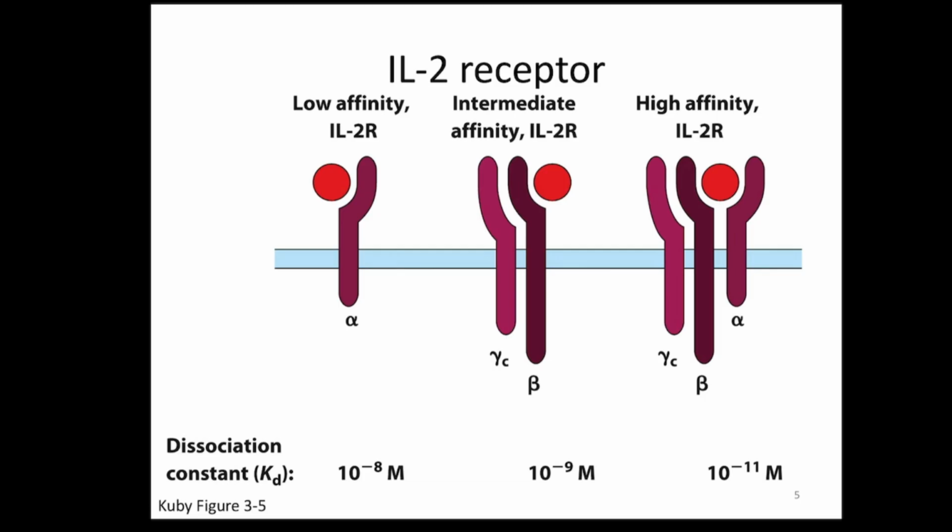And all three of the versions that you see here, whether it's alpha by itself, beta and gamma by itself, or all three, alpha, beta, and gamma, can bind IL-2 and get some kind of signal through IL-2. You can see that alpha by itself is the weakest. If you have beta and gamma, you have this intermediate. If you have all three, you bind IL-2 super well. You suck up all the IL-2 in the room, and you are going to get the best IL-2 signal.